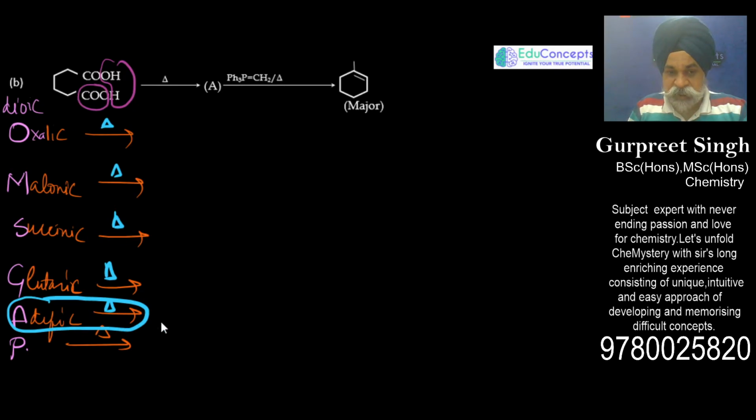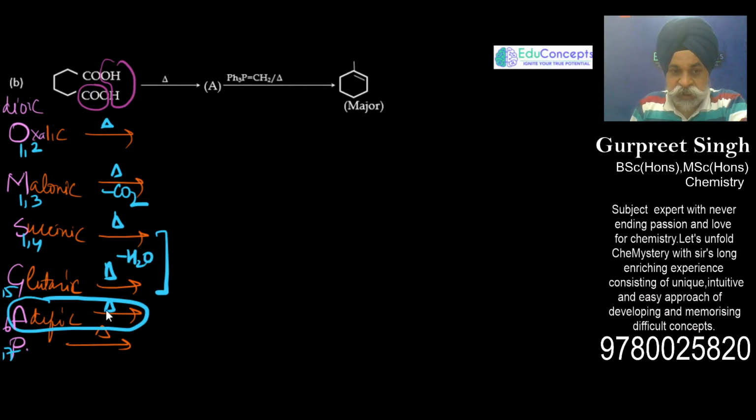Adipic acid is 1,6-dioic acid, and here you have 1,2-dioic acid, 1,3-dioic acid, 1,4-dioic acid, 1,5, 1,6, and 1,7-dioic acid. All of these dioic acids, when heated, give different results. For example, malonic acid, if you heat it, undergoes decarboxylation, so it loses carbon dioxide. Succinic and glutaric acid undergo dehydration, and adipic and pimelic acid on heating undergo dehydration as well as decarboxylation.